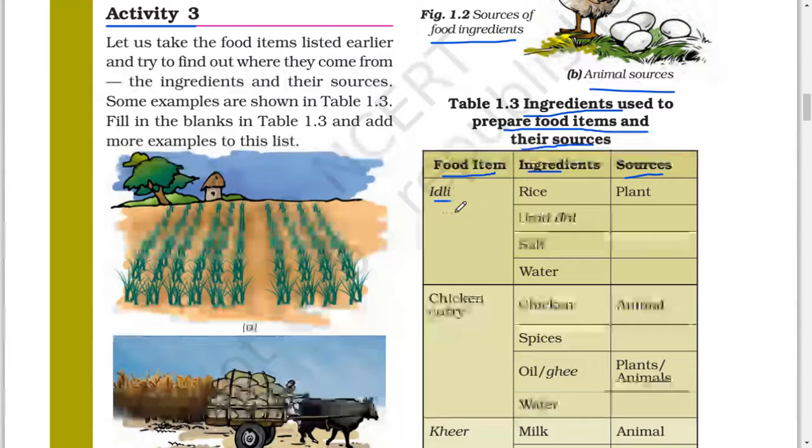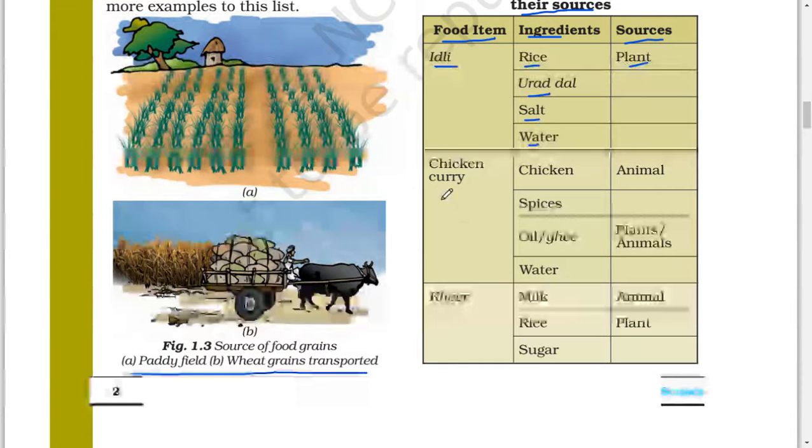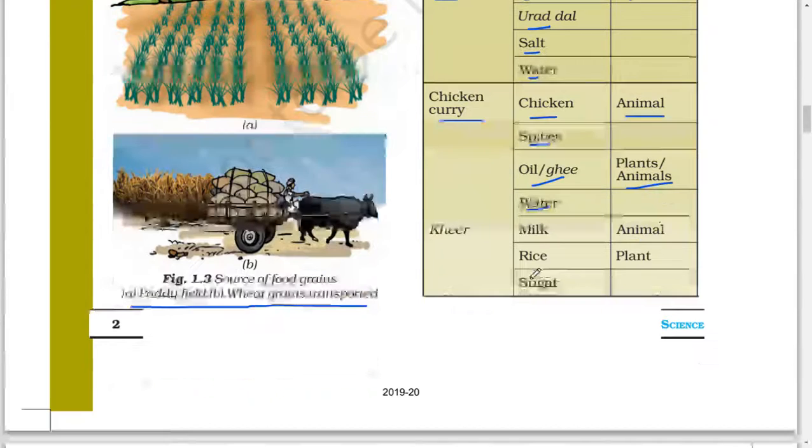Idli: rice, urad dal, salt, water. Sources: plant. Chicken curry: chicken, spices, oil or ghee, water. Sources: animals. Plants or animals? Kheer. Ingredients: milk, rice, and sugar. Sources: animals. This is plant. Okay, next.